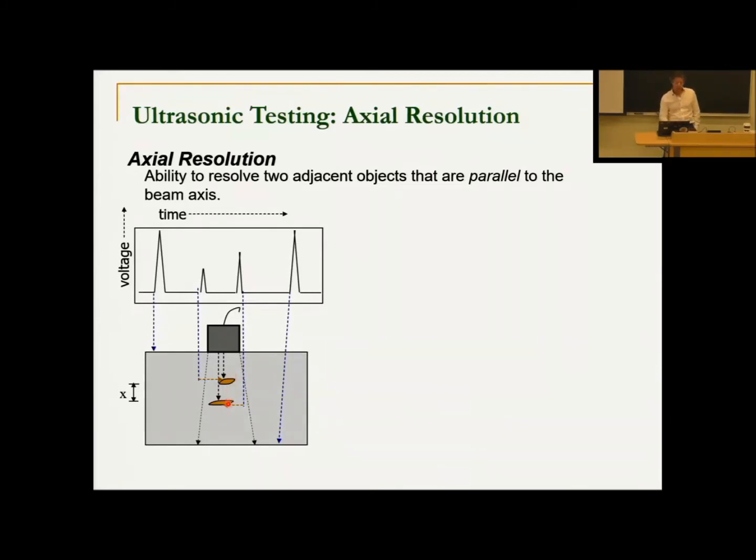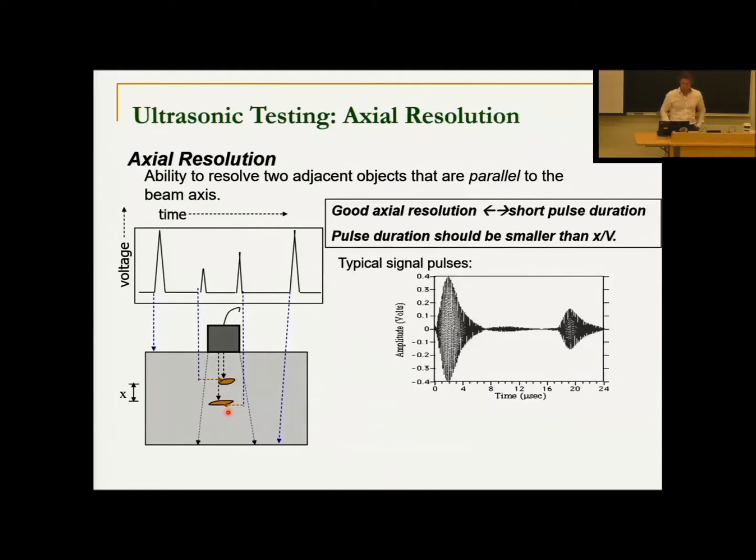And then, do you have any ability to resolve multiple defects, right? So the ability to find and detect the fact that this is not one big defect, but two small defects that are parallel to the beam axis, that's called axial resolution. And the idea with axial resolution is that you need a very short pulse duration. You want the transducer to talk for a very little bit and listen for a long time so that they can hear the reflections coming back. So we need a very short pulse duration.